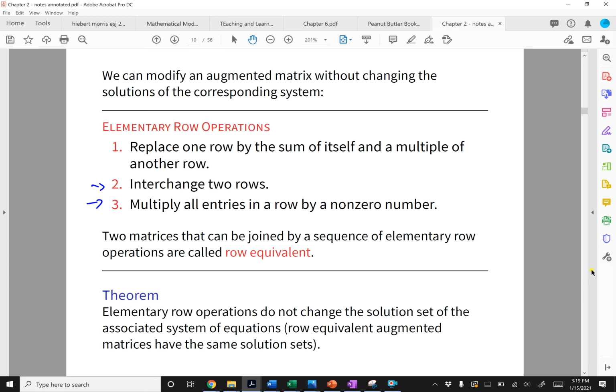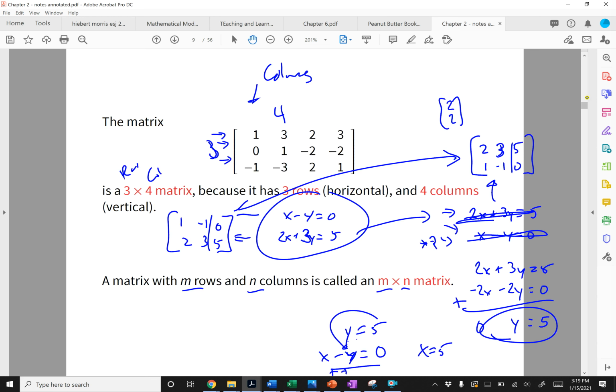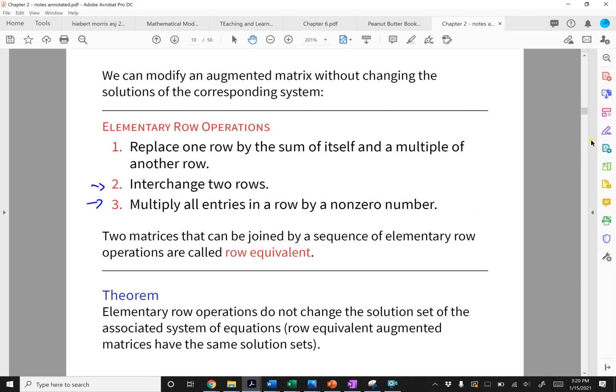So we can multiply all entries in a row by a non-zero number. We did that over here. We multiplied this row by a negative 2, so we could add. So it doesn't change the equation. If you have an equation of a line and you multiply it by a constant, it doesn't change it, as long as the constant isn't 0. And we can replace one row by the sum of itself and a multiple of another row.